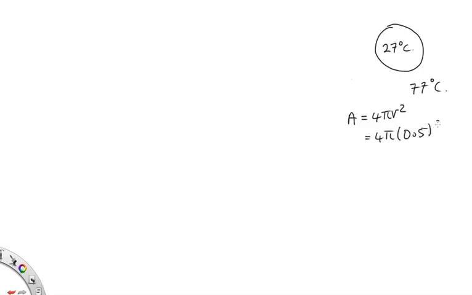Okay, so let's draw a diagram for this one. We've got a sphere. The sphere is at 27 degrees C, and the surroundings are at 77 degrees C. The surface area of the sphere is given by 4 pi r squared, so that's 4 pi times 0.5 squared. These will cancel, and so the surface area is pi. Okay, so part A asks us what's the rate of energy emission.